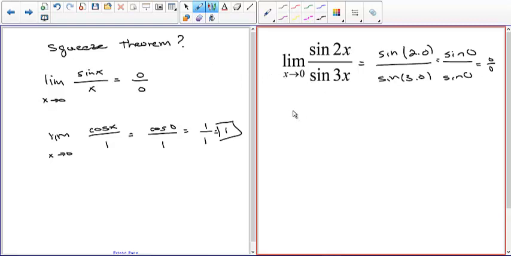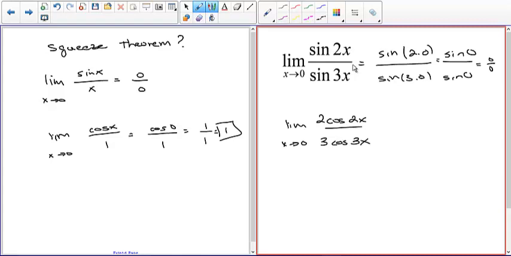So what we'll do is take the derivative of the numerator and the derivative of the denominator, and we use the chain rule. So this becomes 2 cosine of 2x, and the denominator becomes 3 cosine of 3x. The chain rule says f of u would be the cosine of u, u of x would be 2x, the derivative of 2x is 2, so you multiply, and the derivative of the sine is the cosine, so you get cosine of 2x times 2.